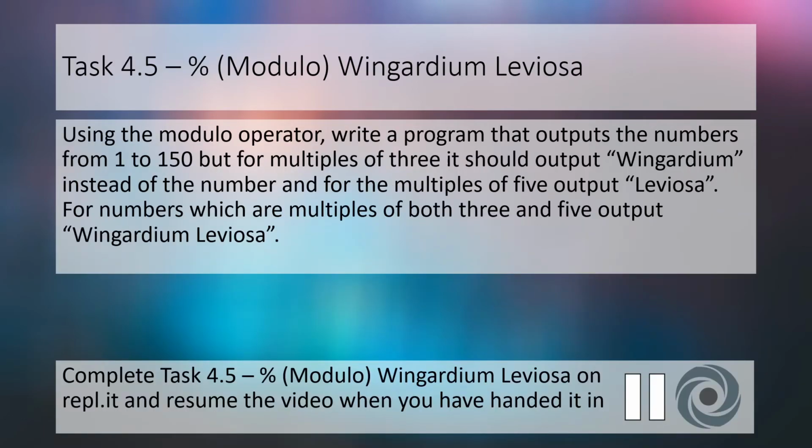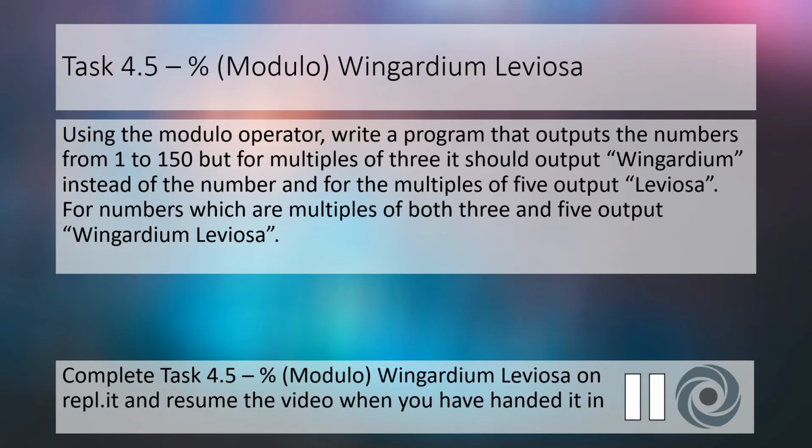Task 4.5 is a version of a very common programming interview question. We're going to write a program that outputs numbers from 1 to 150, so you're going to need to use a fixed loop to do that. But for multiples of 3, you're going to output the word Wingardium instead of the number, and for the multiples of 5, you're going to output the word Leviosa. For numbers which are multiples of both 3 and 5, output Wingardium Leviosa. You'll find this task on Replit.